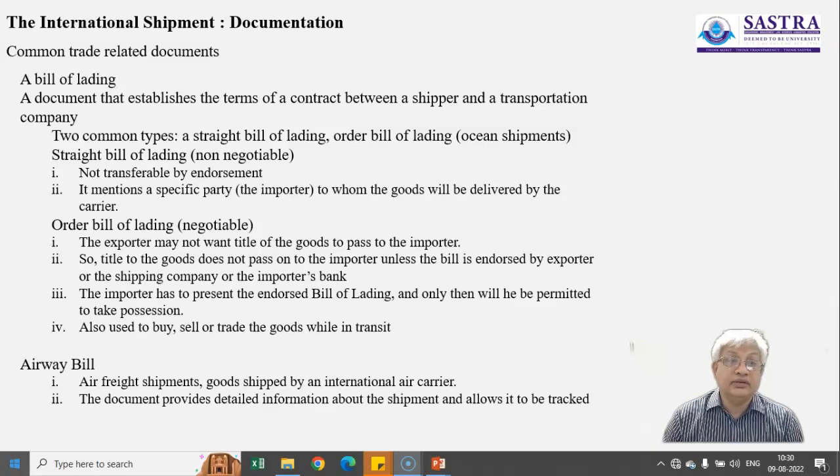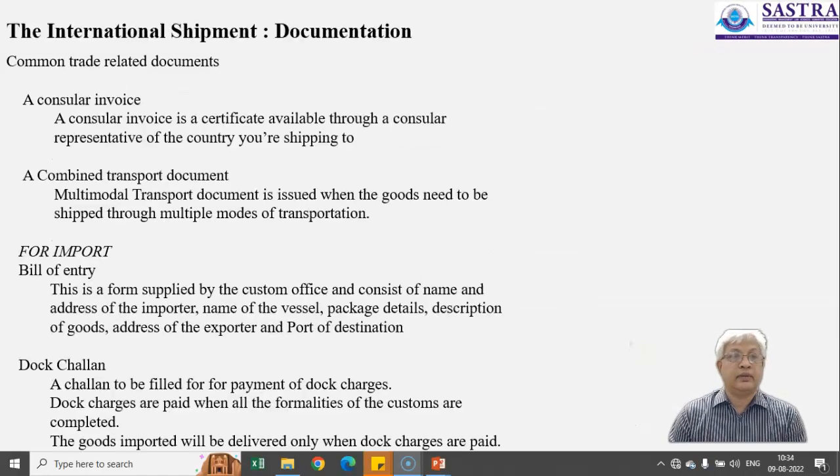So, these are the two important trade documents, a bill of lading and the airway bill. Now, we'll look at further documents, which is a consular invoice. A consular invoice is a certificate available through the consular's representative. Let's say a supplier in India, maybe from Bombay or any other city, is shipping the goods to his customer in Europe, maybe in UK.